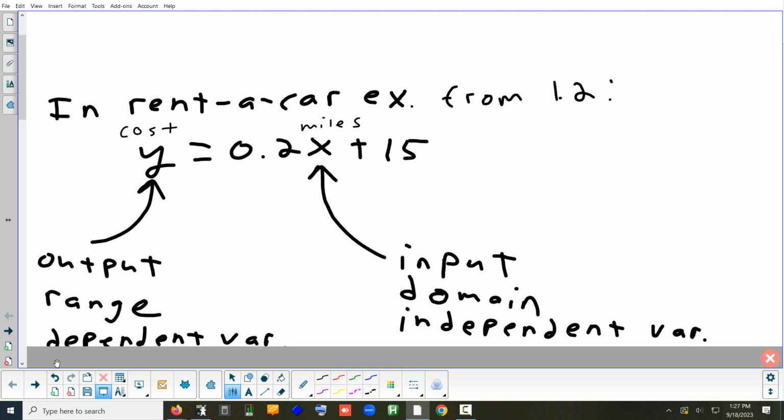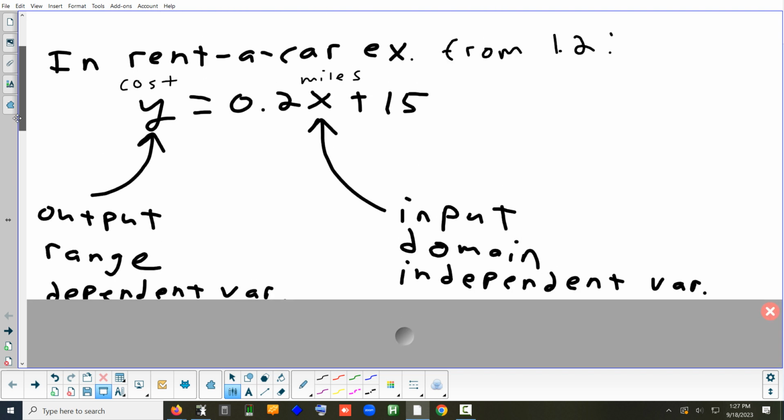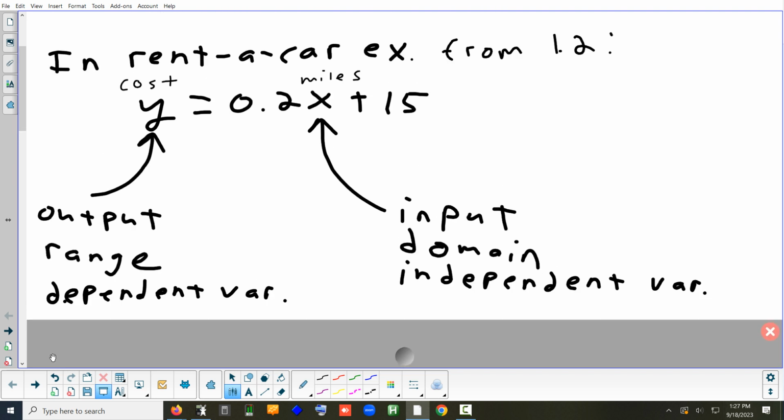And one more name that you can use for the x and the y is the independent variable and the dependent variable. And the way I figure out which one is which is I kind of think of each variable, cost and miles, and I try to figure out which one depends on the other. So sometimes what I do is I write it down like, does cost depend on miles? Okay, that's one way to think of it.